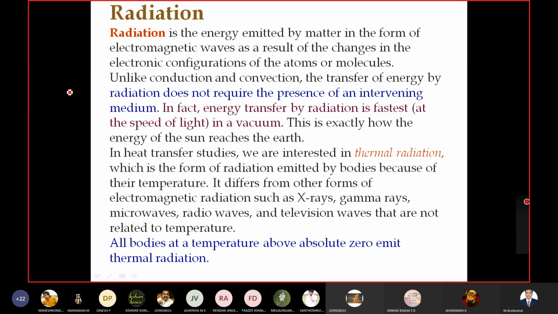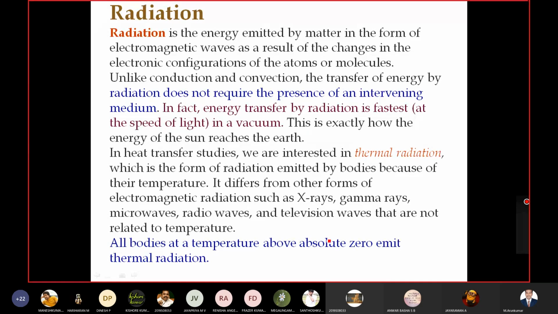So we have other electromagnetic radiations such as X-rays, gamma rays, microwaves, radio waves. Actually these radiations won't involve the temperature. Then all bodies at temperatures above absolute zero emit thermal radiation. So actually each and every body will emit thermal radiation as long as its temperature is above absolute zero.